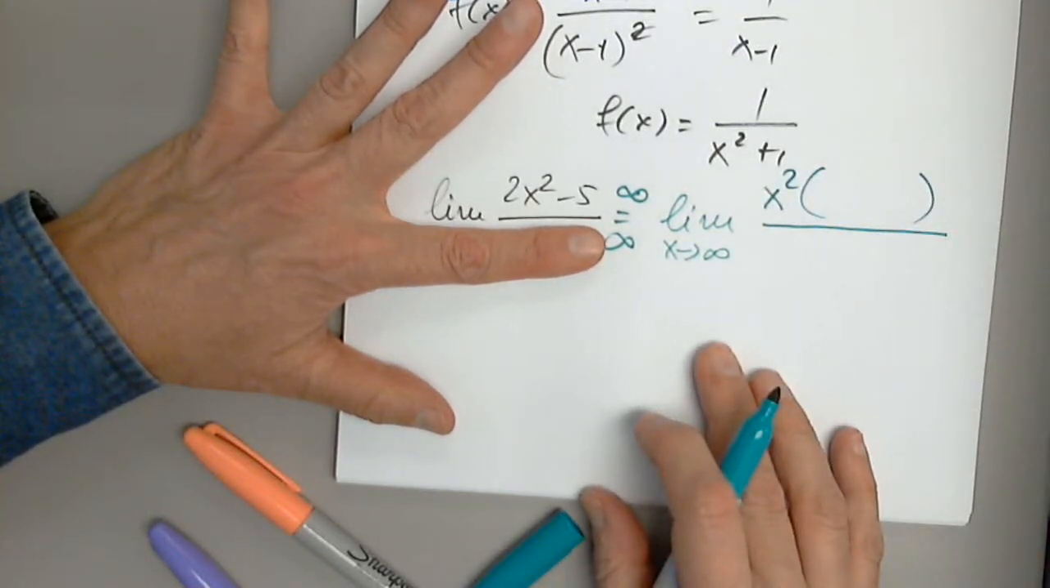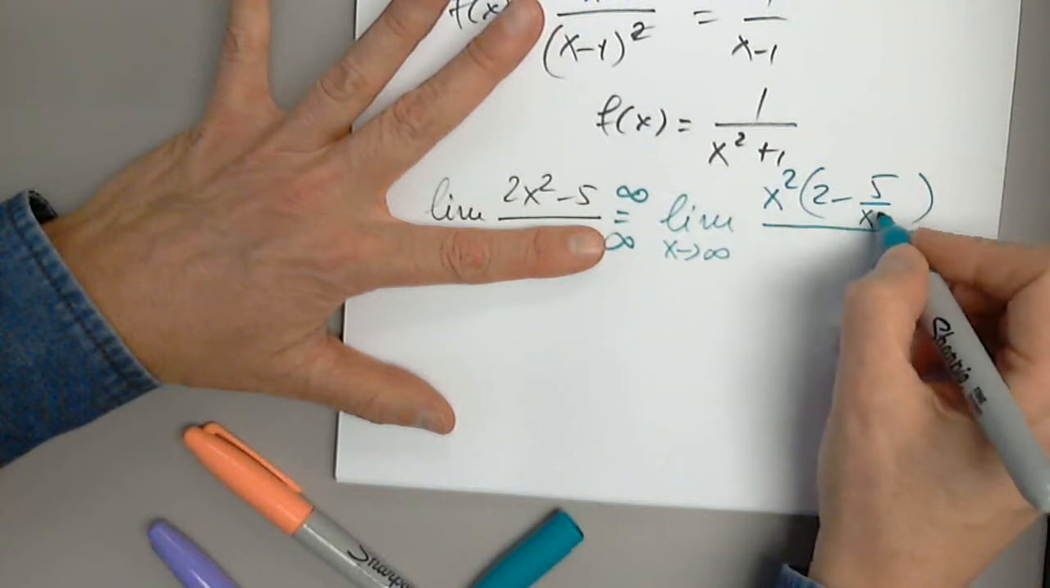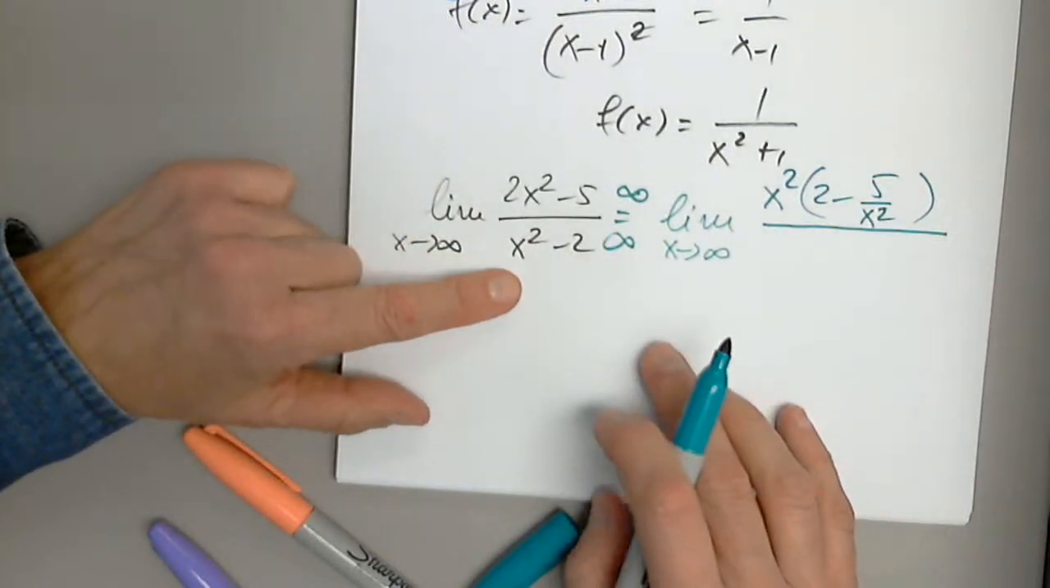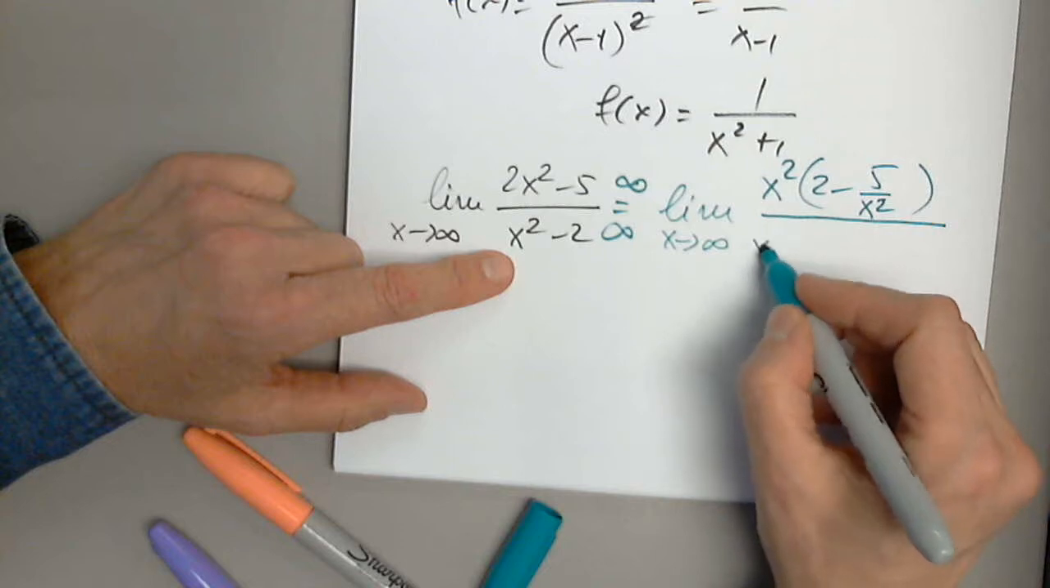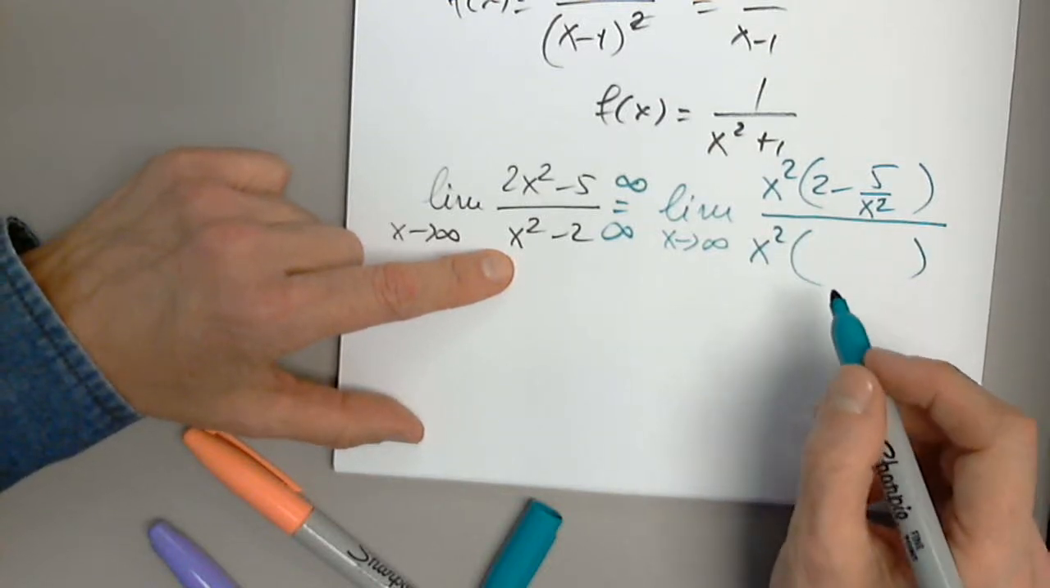What do we have left over x squared? Very good. Awesome. What is the degree in the denominator? So I factor out x squared. What is left in parentheses?